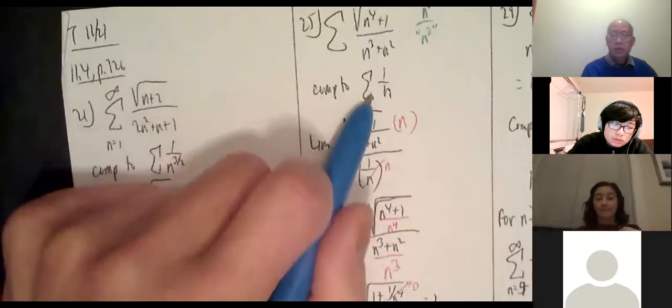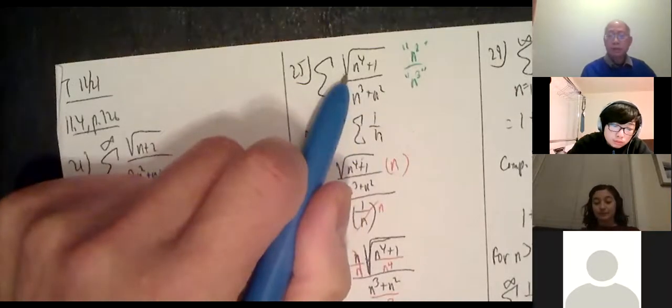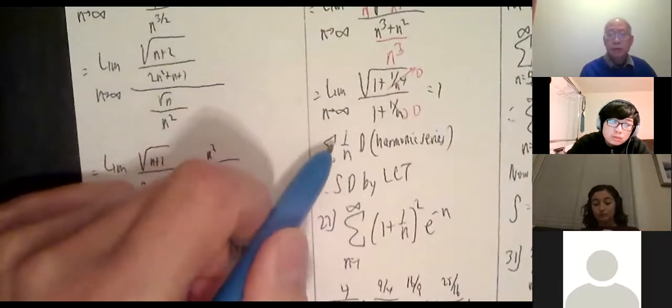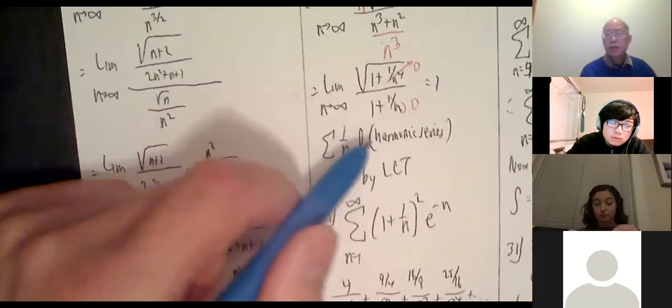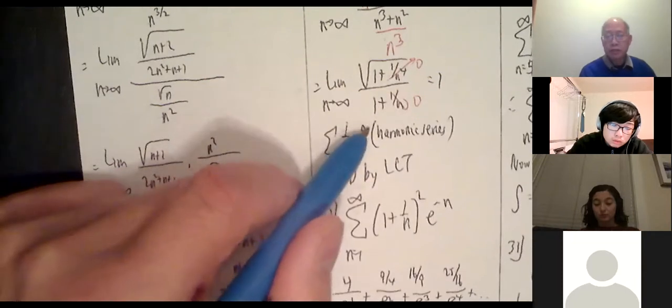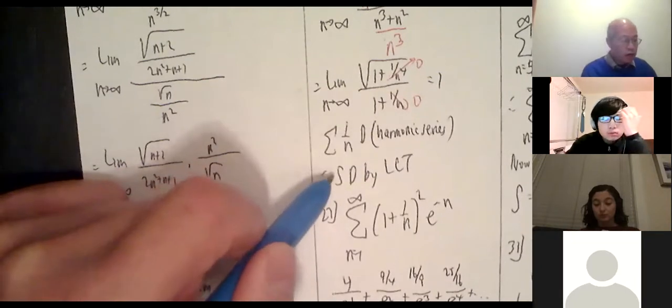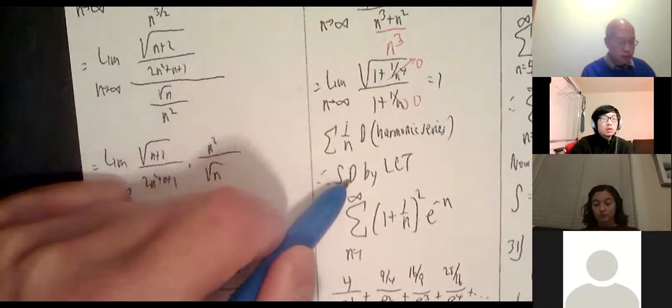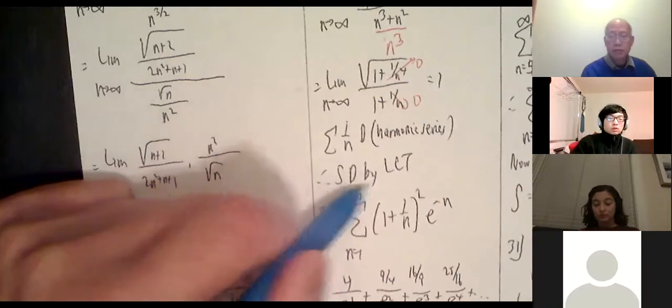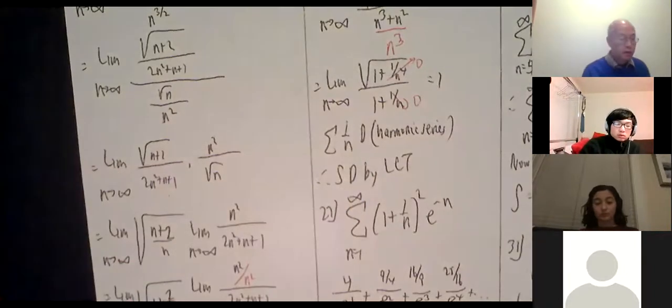So whatever happens to this series happens to this series. They are, quote unquote, alike. So what happens to summation 1 over n? Diverges because it's a harmonic series. Therefore, the original series also diverges. Reason, limit comparison test. Okay.